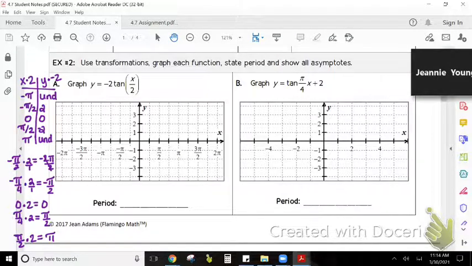And now we can graph these. At negative pi, we have a vertical asymptote. Negative pi over 2 is up at 2. 0, 0. Pi over 2, negative 2. And pi has a vertical asymptote.